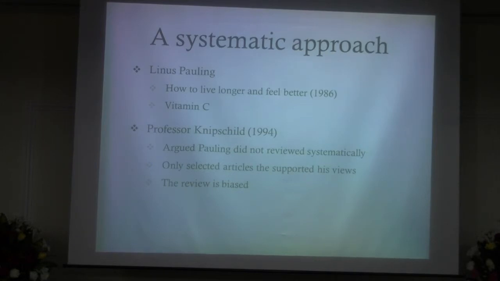Linus Pauling wrote a book called How to Live Longer and Feel Better in 1986. And he quoted many articles and many studies about the value of vitamin C, especially in the common cold. This book was a bestseller at that time. Years later, about 8 years later, Nipschild argued that the articles reviewed in that book were biased because the author only picked the articles that agreed with his point of view. He didn't do a systematic review of all the literature available at the time.